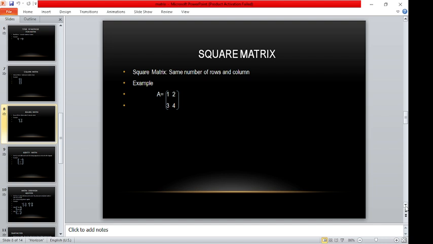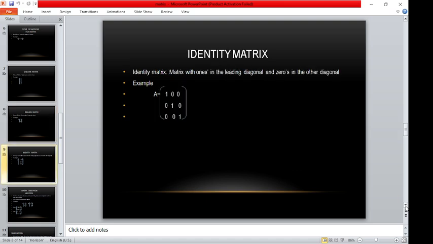The third type of matrix we have is the square matrix. A square matrix has the same number of rows and columns. For example, matrix A has elements 1, 2, 3 and 4. It has 2 rows and 2 columns. That is a square matrix.